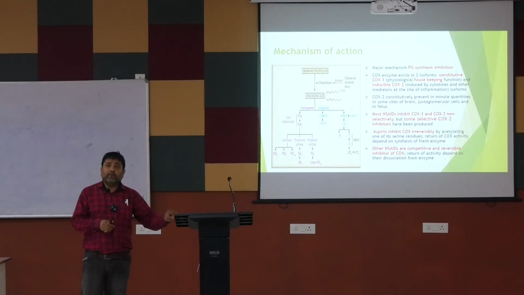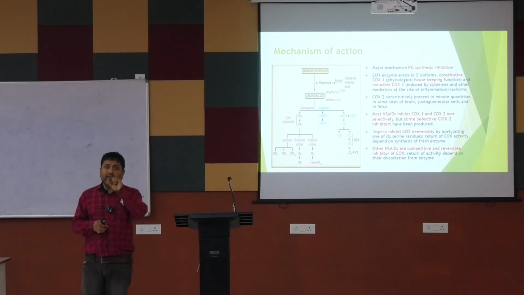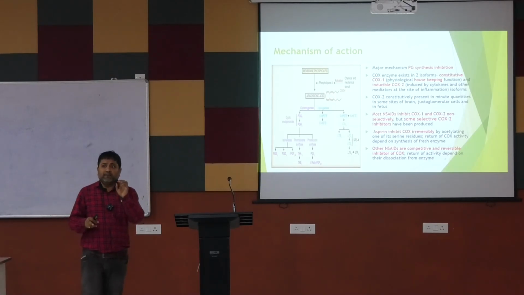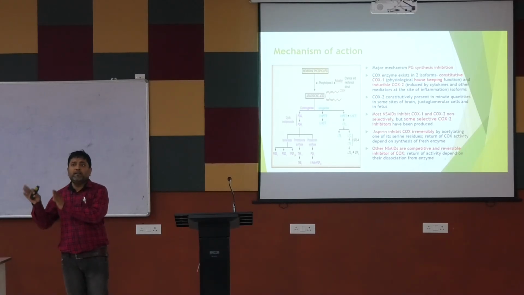Why? Aspirin, chemical name is acetyl salicylic acid. It has got acetyl radical. It uses its radical to acetylate the serine residue of the COX enzyme, and thus irreversibly inhibit it.